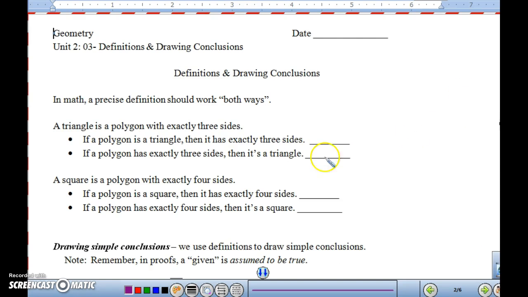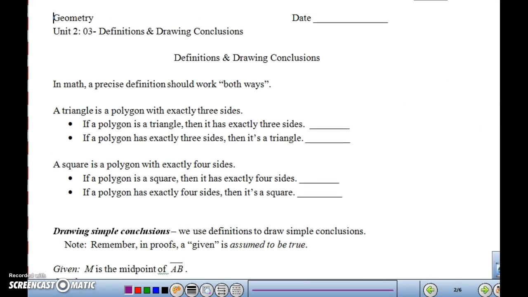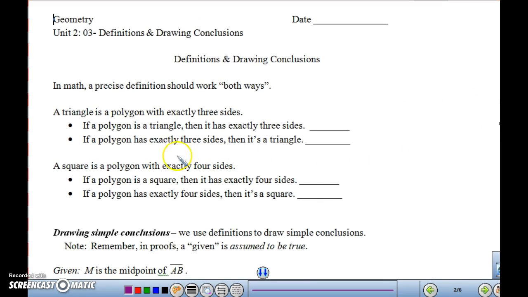If we look at our first statement here, we have a triangle is a polygon with exactly 3 sides. Now, if this is a good definition, we should be able to reverse it and have exactly the same thing be true. Let's see. If a polygon is a triangle, then it has exactly 3 sides. Is that true? Yeah, it is. Now, if I switch it around, if I say if a polygon has exactly 3 sides, then it's a triangle. Is that also true?